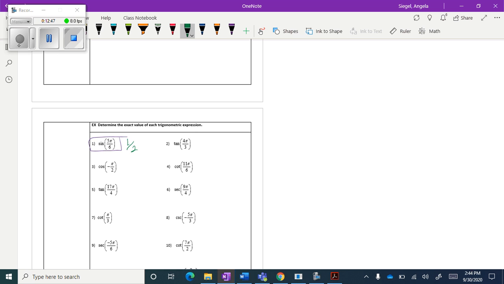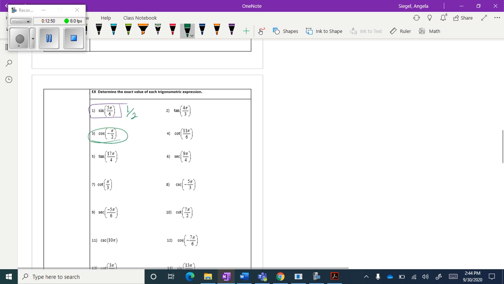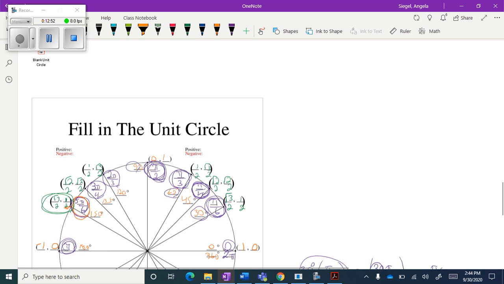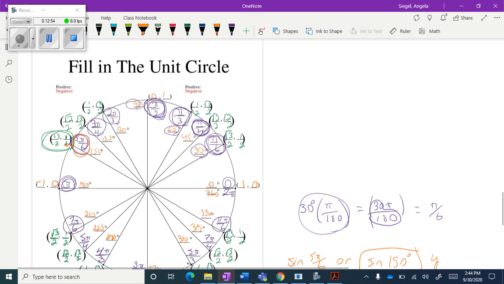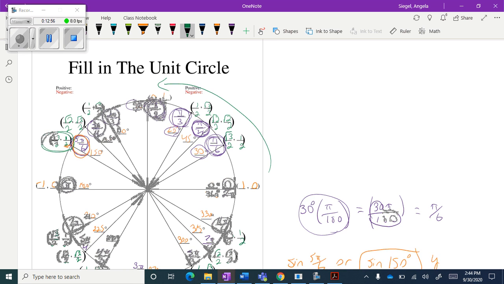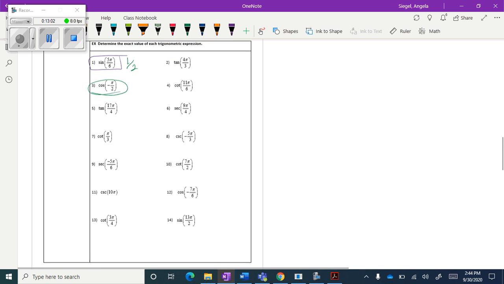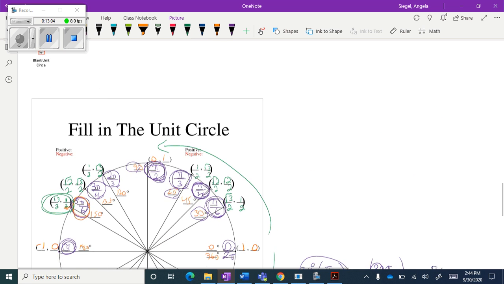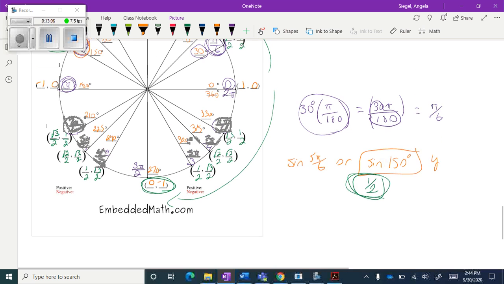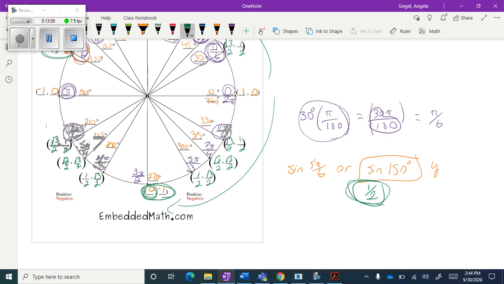Let's do a negative. So negative pi over 2. So this is positive pi over 2. So I'm looking at negative 90 degrees. So I'm looking at right here, first of all, and it is cosine. So our cosine is going to be our x value. So my answer is 0.